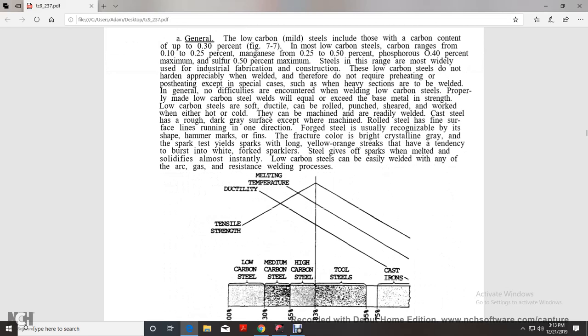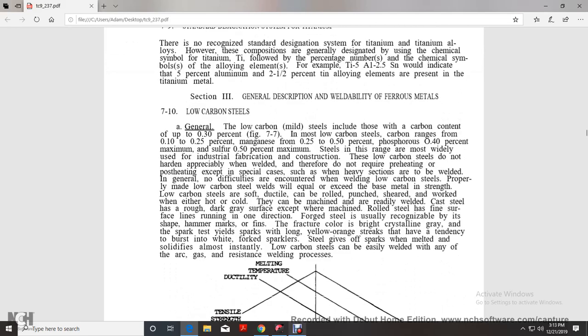ferrous materials. I'm going to cut the tape there.